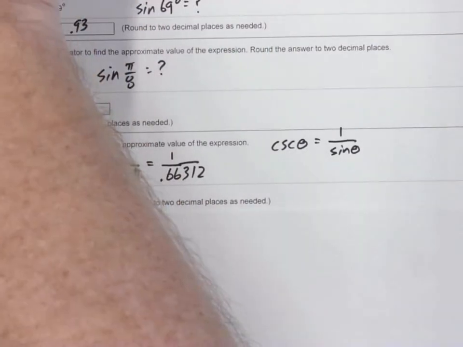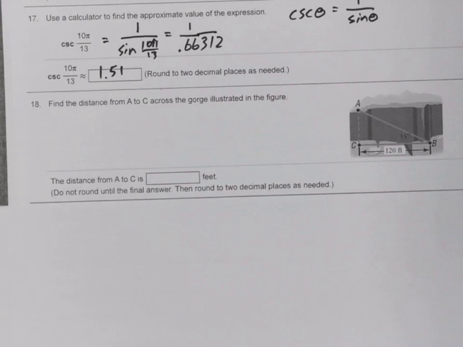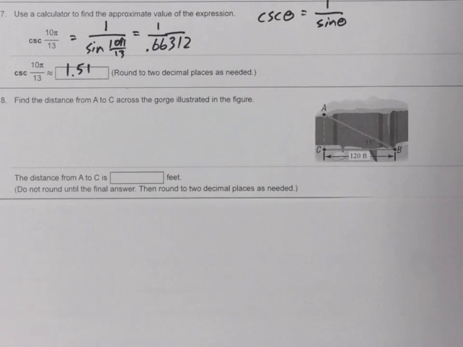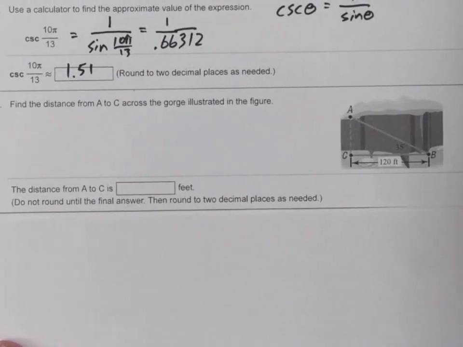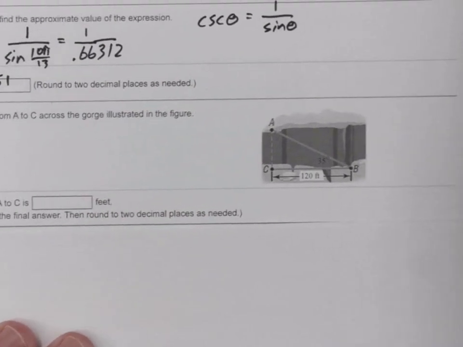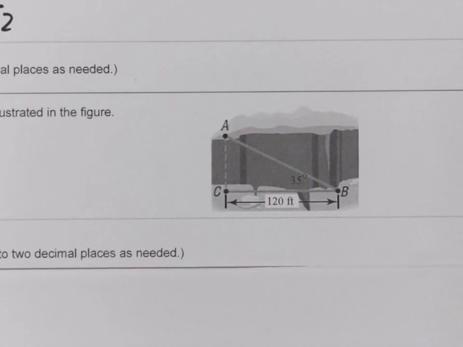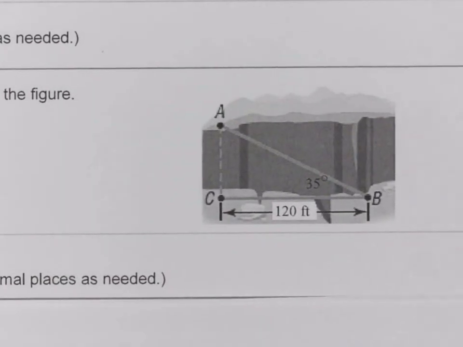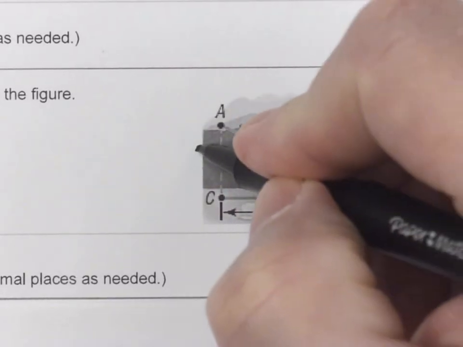All right, one more last problem. Back to sort of right triangle trigonometry. It's a little bit of a story problem. Let's see if you can see. They're saying find the distance from A to C across the gorge. So this is some kind of a gorge, and the distance across it is from A to C. So this is what we want to figure out.